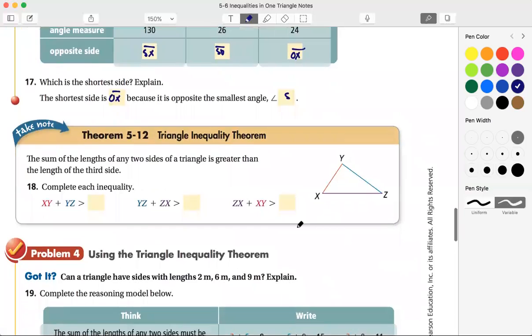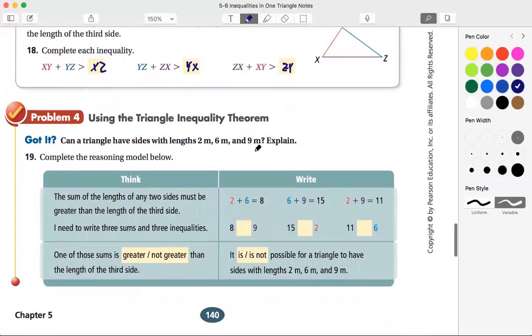All right, the triangle inequality theorem. The sum of the lengths of any two sides of a triangle is greater than the length of the third side. So xy plus yz is greater than xz. Yz plus zx is greater than yx. I'm saying this wrong. Yx plus xz is greater than zy. Okay.